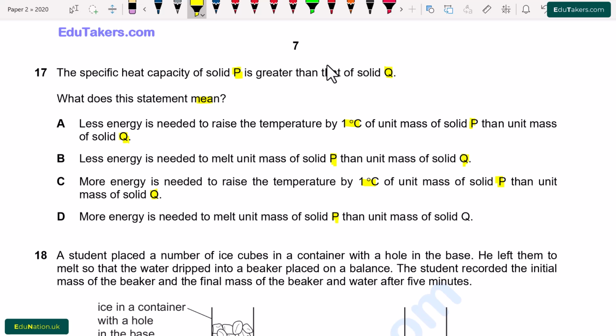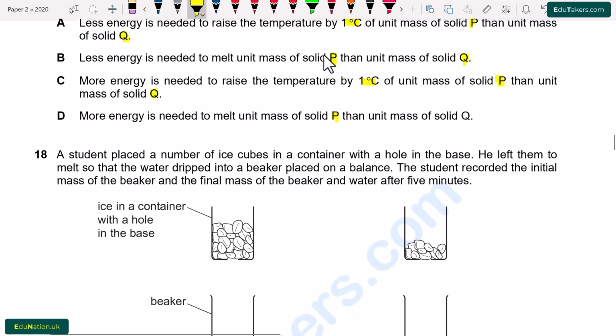So from here, when the specific heat capacity of the solid P is greater as compared to Q, it means that more energy is needed to raise the temperature by 1 degree C of the unit mass for the solid P as compared to for the solid Q. So from here option C is correct.